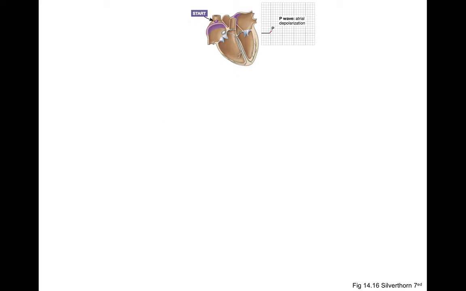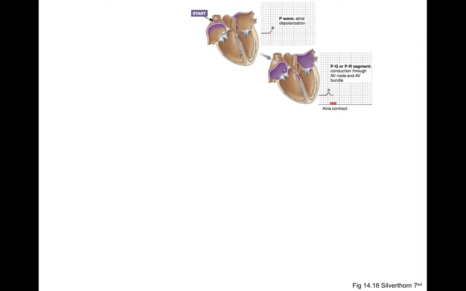So let's go through the ECG trace and match it to what's occurring in the heart during a single cardiac cycle. So we can see here at the start, we're beginning to have the atria start to depolarize. The signal is being sent from the SA node and is starting to move through the atria, causing the atria to start to depolarize. And this coincides with the P wave.